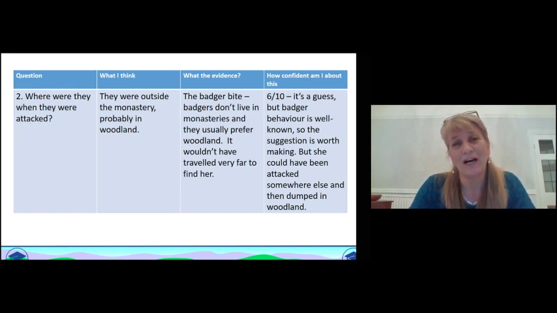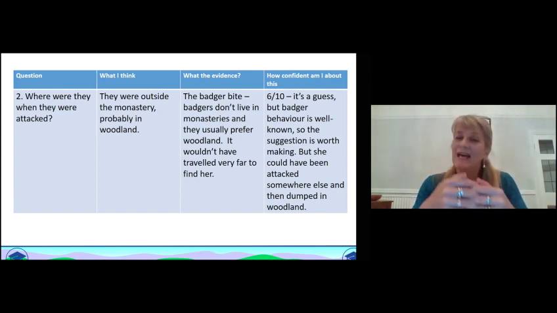So how confident am I about this? Well, 6 out of 10, I think. It is a bit of a guess. Badger behaviour is quite well known, they've been well studied, so the suggestion is worth making, but it's worth bearing in mind that, of course, our victim could have been attacked somewhere else and then dumped in the woodland.